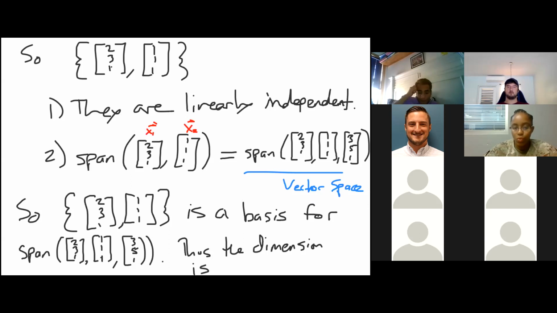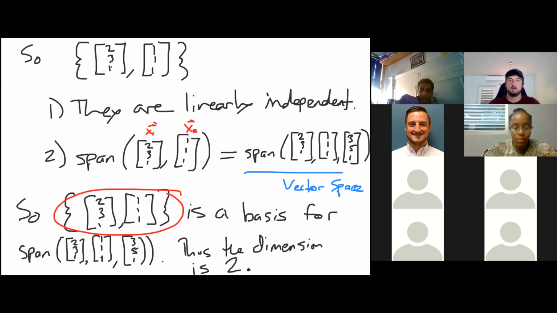See, Ellie even giving me the number. Anyone else? It's 3. Not 3. Oh, 2 then. 2, right? Because dimension is how many vectors are in my basis. We found a basis for this vector space, and I see that there's 2 vectors in there. So the dimension is going to be 2.